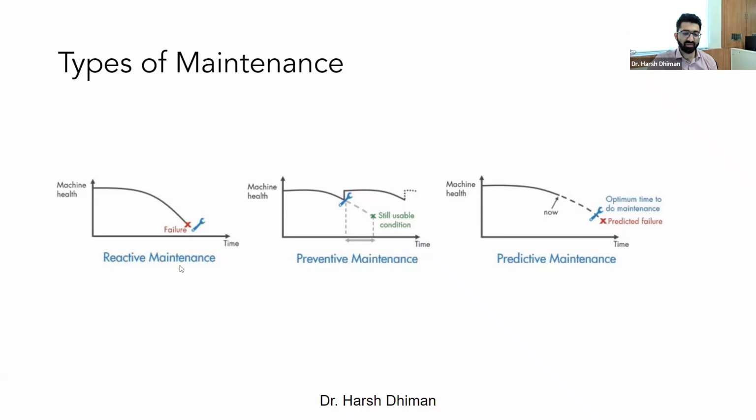With the previous two techniques we have discussed here, reactive and preventive, you take out your machine without knowing whether it is still usable or not. So that always is going to lead to errors, because you're not really deciding, you're just making a guess, right?